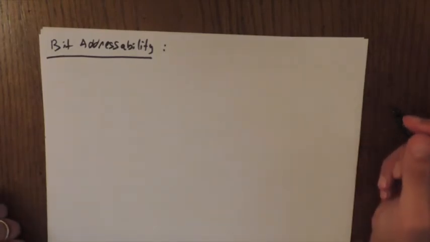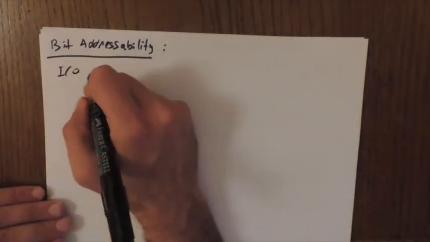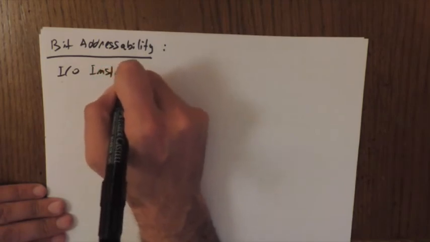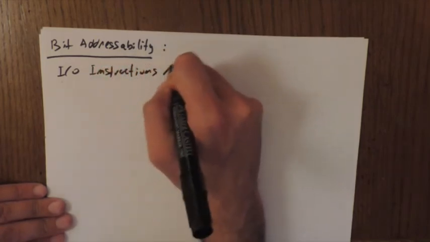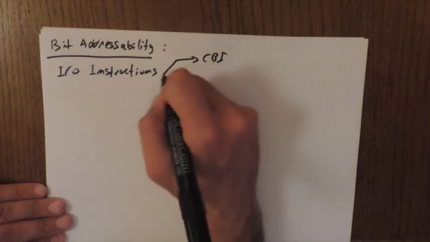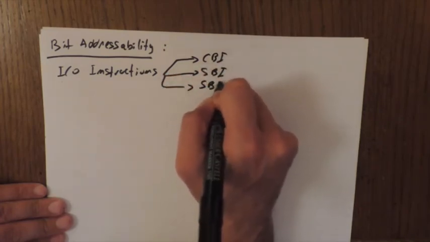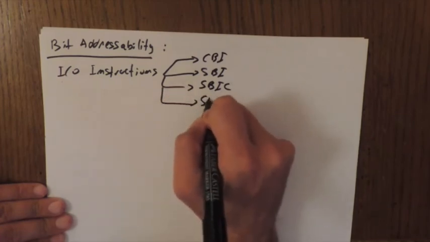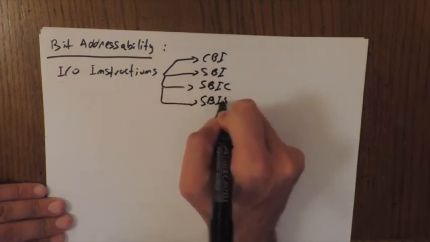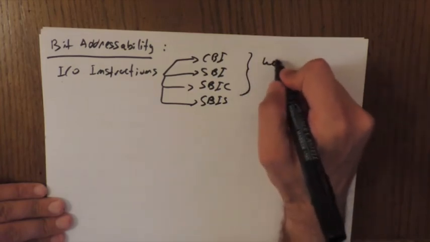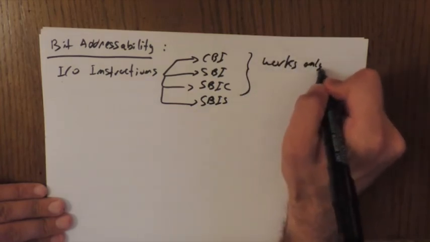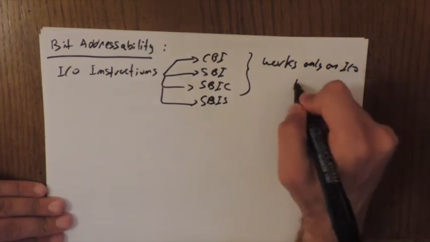In the beginning of this lecture I said that it is very important to address bits. So previously we saw some IO instructions such as CBI, SBI, SBIC, and SBIS. This all works only on I/O registers.